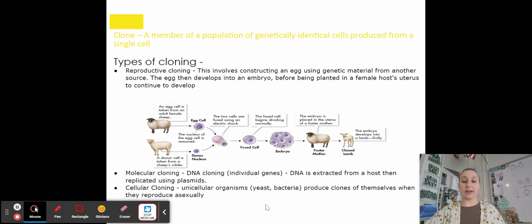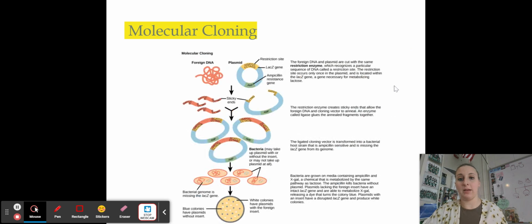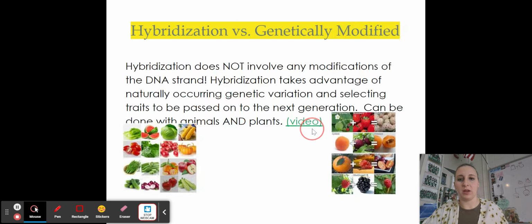Molecular cloning is when DNA is replicated using plasmids, so you're just doing those chunks of DNA. And then cellular cloning is when you are cloning the cells themselves, typically in yeast and bacteria, those unicellular organisms. So here's just an example of that molecular cloning, taking just the DNA strands and then putting them back together.